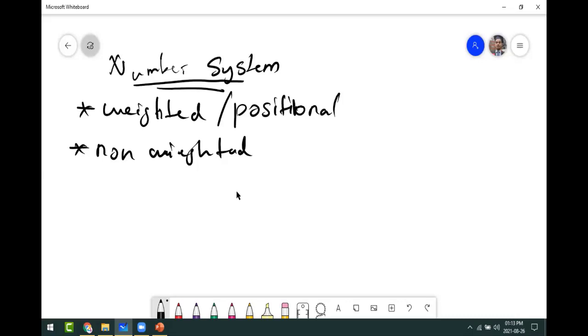So in these non-weighted numbers, we talked about Roman numbers. For example, we write V for 5, whereas for 10 we write X. So here, based on its position, there is no any weight. Even if we want to write 8, we will write something like this. So here the value is 1, this is also 1, this is also 1, this is 5. So based on its position, there is no any weight, right? That's why we call it non-weighted number.